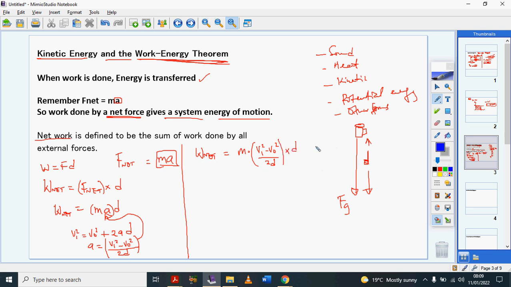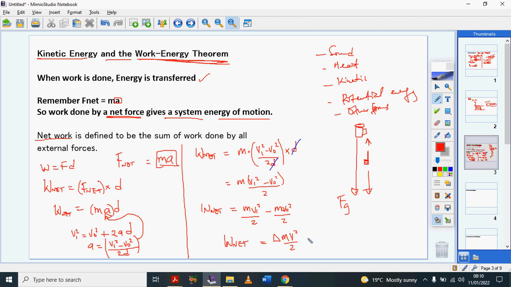So I hope we can see that the d cancels out with that d, and I'm left with m times (v1 squared minus v naught squared) divided by 2. I can break this apart into m v1 squared divided by 2 minus m v0 squared divided by 2. That is net work. Now what you see here is that this quantity mv squared is changing. So when net work happens, it leads to a change in this quantity mv squared over 2.